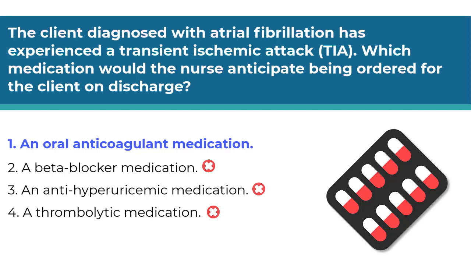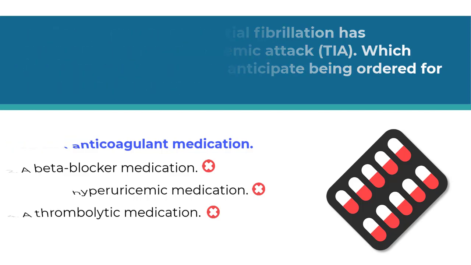Beta blockers slow the heart rate and decrease blood pressure, and antihyperemic medication is for gout. A thrombolytic medication is administered to dissolve a clot, and it may be ordered during the initial presentation for a client with a CVA, but not on discharge.